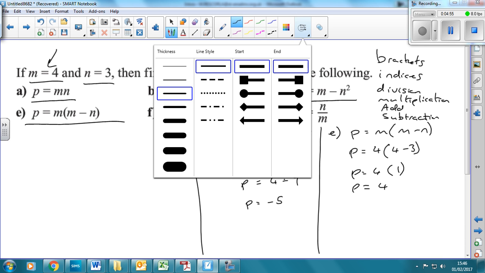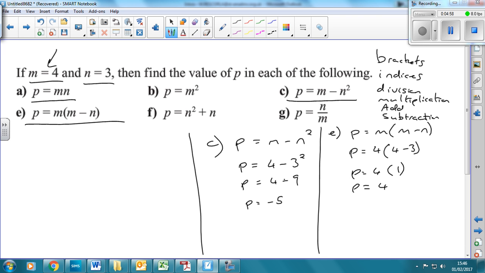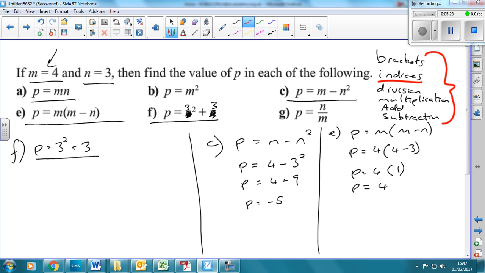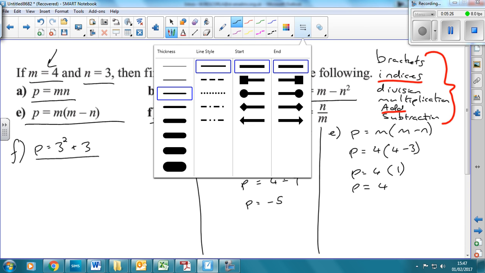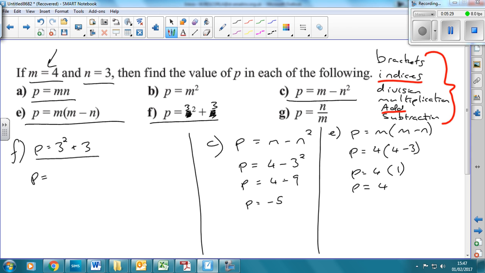Then let's have a look at question F. So question F, p equals n squared plus 3, so that's going to be 3 squared plus 3, because all you're doing with this question is getting rid of the n and replacing it with the number 3. So I've got p equals 3 squared plus 3. Now again, using BIDMAS, we're going to do the indices first before we do the adding. So p is going to equal 3 squared is 9 plus 3, so p equals 12.